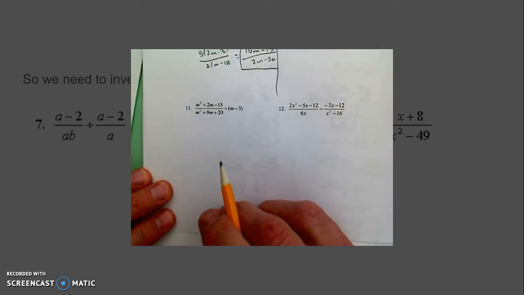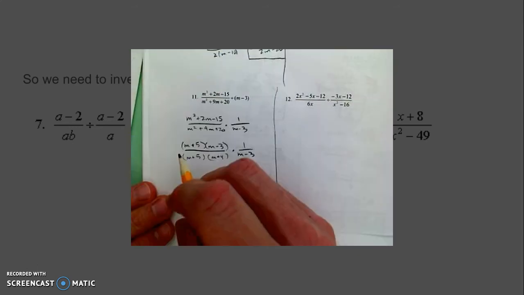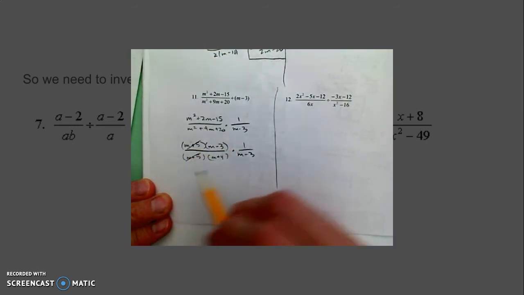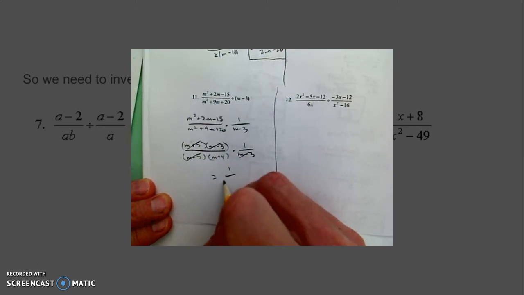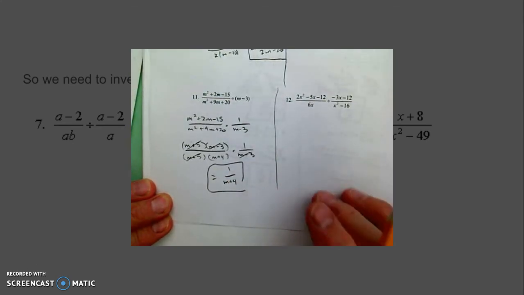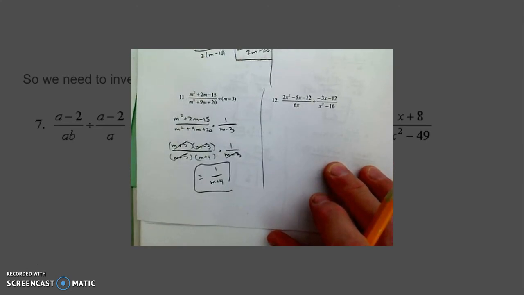Okay, into the home stretch. Do these on your own. Check your answers. Into the home stretch on number 11, I can see that there's an m plus 5 that pairs up, an m minus 3 that pairs up, and 1 over m plus 4 is the simplified form of that one in number 11. All right, same story on number 12.